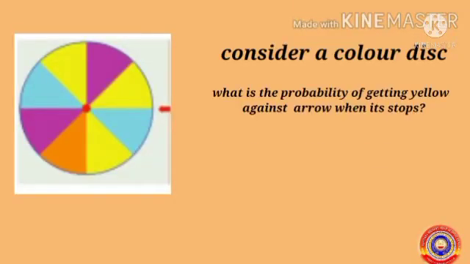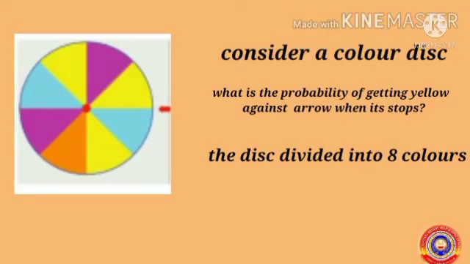Are you familiar with a color disk? Yes, teacher, consider a color disk here. This multicolor disk spins on a cardboard. What is the probability of getting yellow against the arrow when it stops?